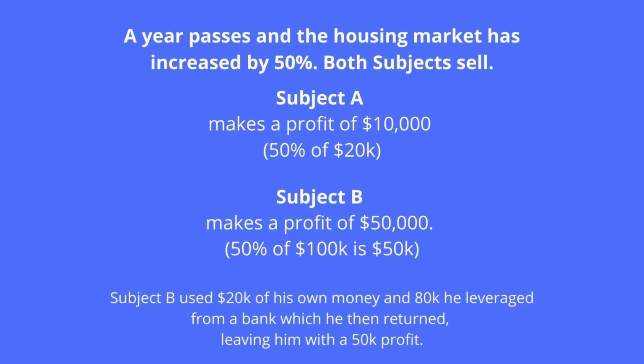So let's say a year passes and the housing market has increased by 50% and both subjects sell their properties. Subject A makes a profit of $10,000, because remember, he bought his property for $20,000 and it went up 50%, which is $10,000. And then we have subject B, who had $20,000 of his own money, but he borrowed money from the bank. His property was worth $100,000, so a 50% increase is $50,000. So that's his profit.